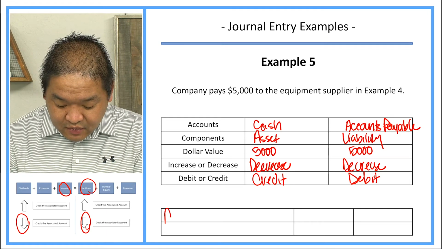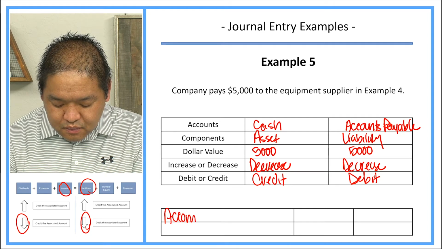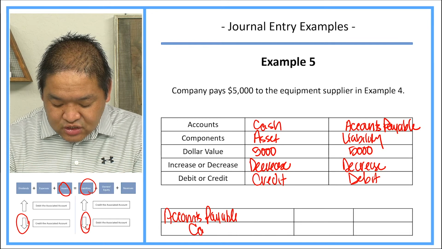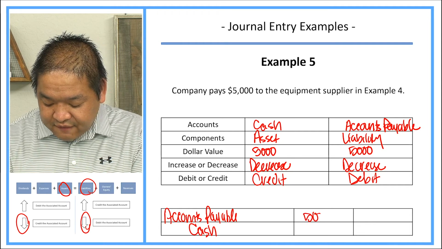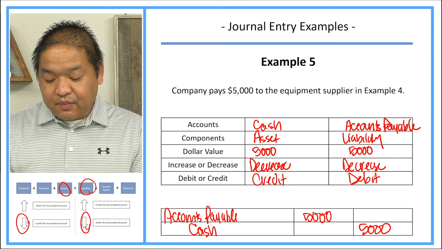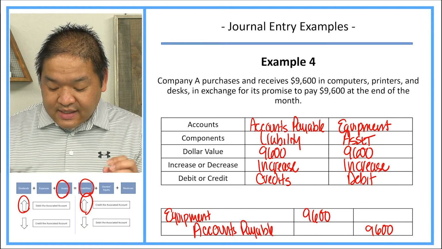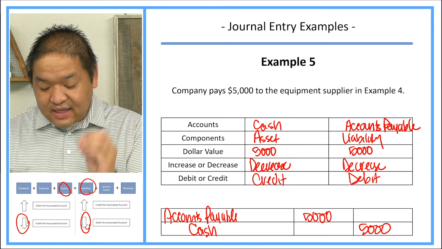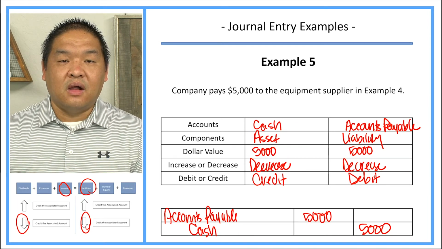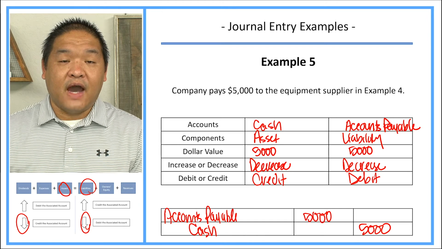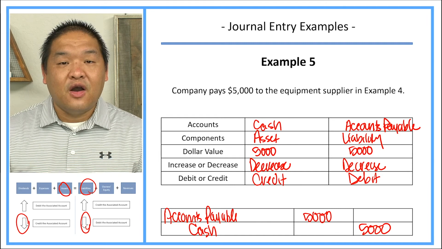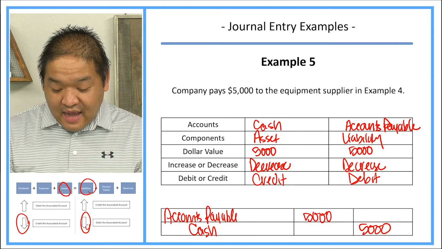So debit accounts payable, credit cash in the amount of $5,000. So based on example 4, where I had $9,600 and here where I have $5,000, I still owe $4,600 to the vendor who provided me my equipment, or my plant, property, and equipment. All right, moving on to example 6.